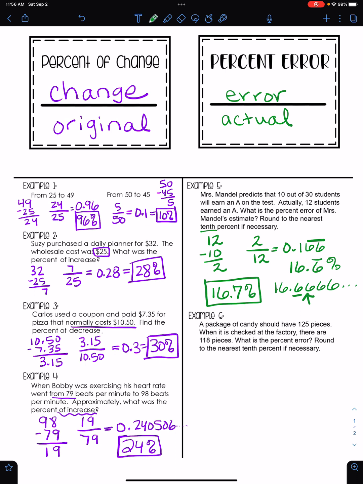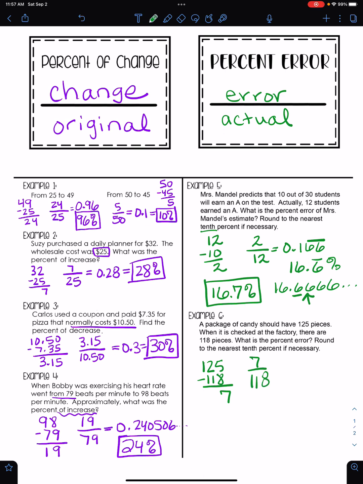Let's try our last example. A package of candy should have 125 pieces. When it is checked at the factory, there are 118 pieces. So what is the percent error? Round to the nearest 10th percent if necessary first. So let's find out how much it was off by first. It's off by 7. And then we're going to divide by how many pieces were actually in the package.